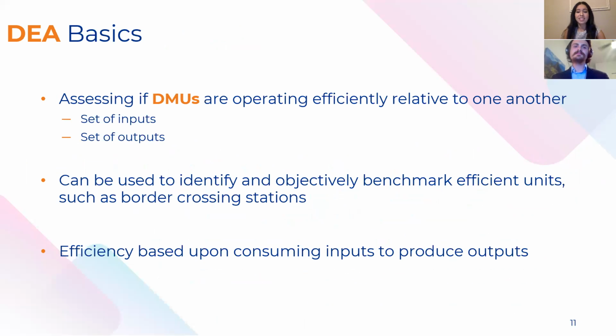So a little bit about DEA. It's a linear programming technique for assessing relative efficiencies of decision-making units, what we call DMUs, that consume multiple inputs to produce multiple outputs. And it can be used to identify and objectively benchmark efficient units, such as border crossing stations in our context. And efficiency is actually based upon consuming inputs to produce outputs.